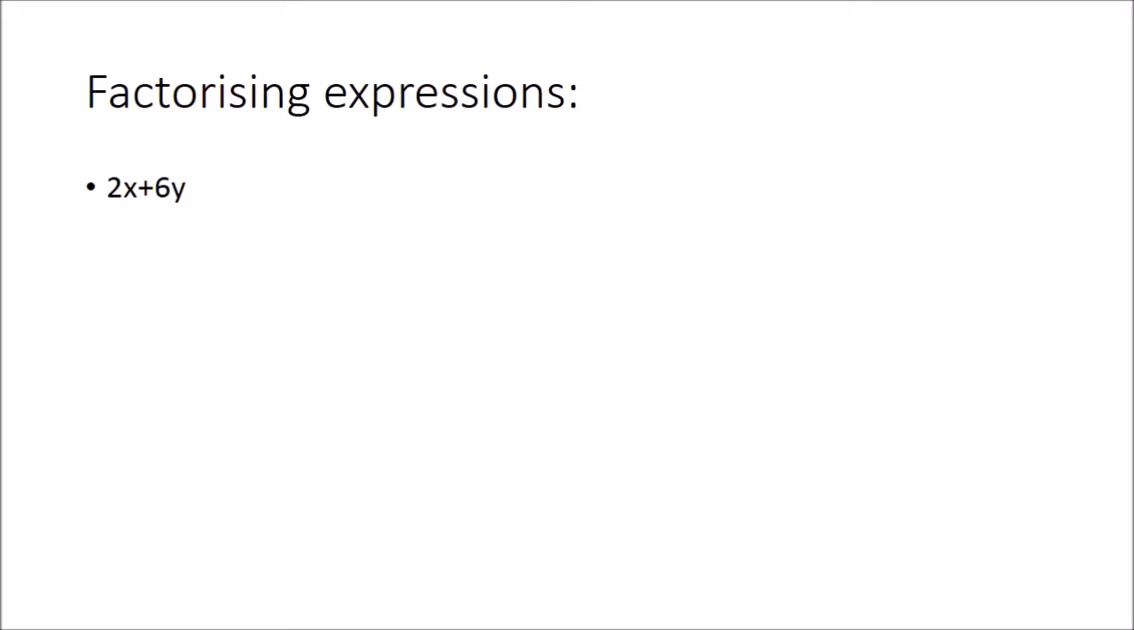So if we think about this term here, we've got 2x, and this term here we've got 6y. Now what we can think about here is that 6 is a multiple of 2, so remember that 6 is 2 times 3. So we've got a common factor of 2 in both these terms of the expression. So we can take that out.